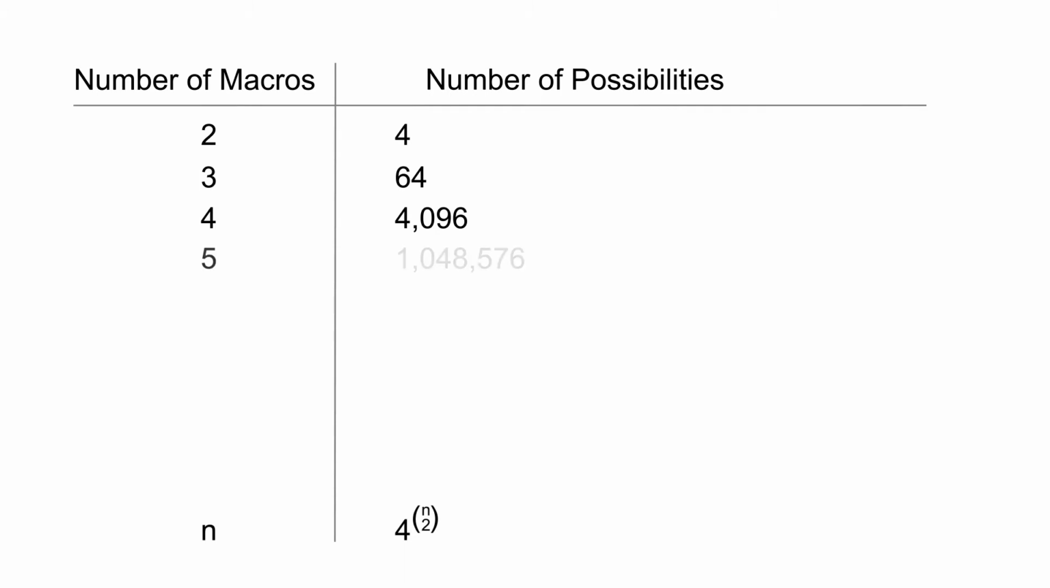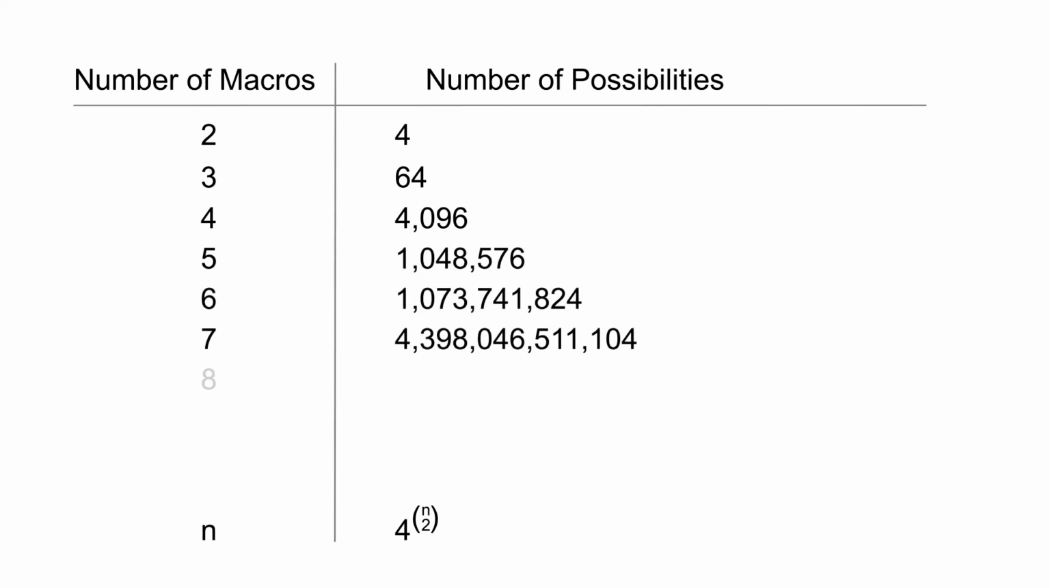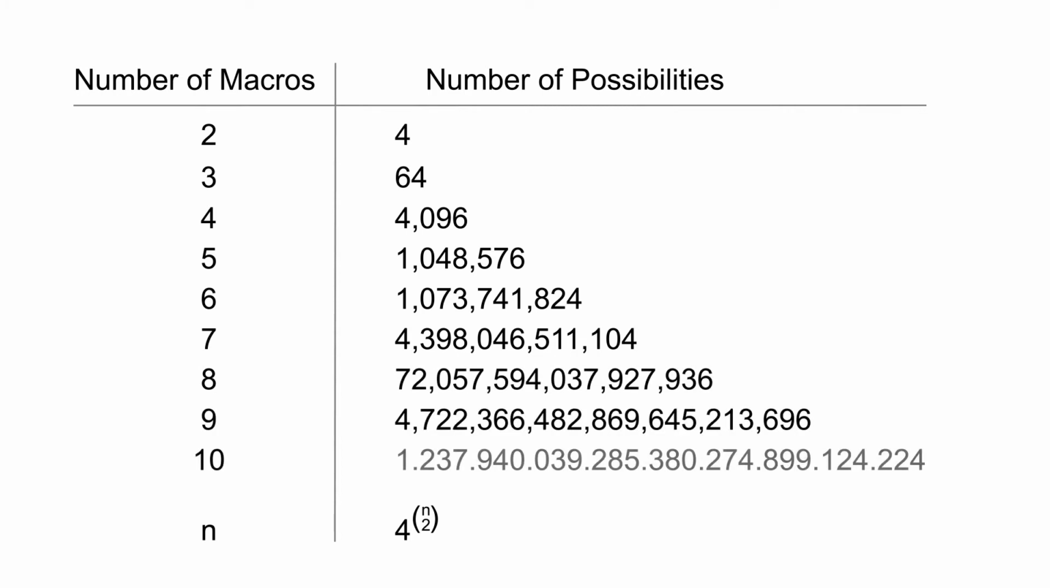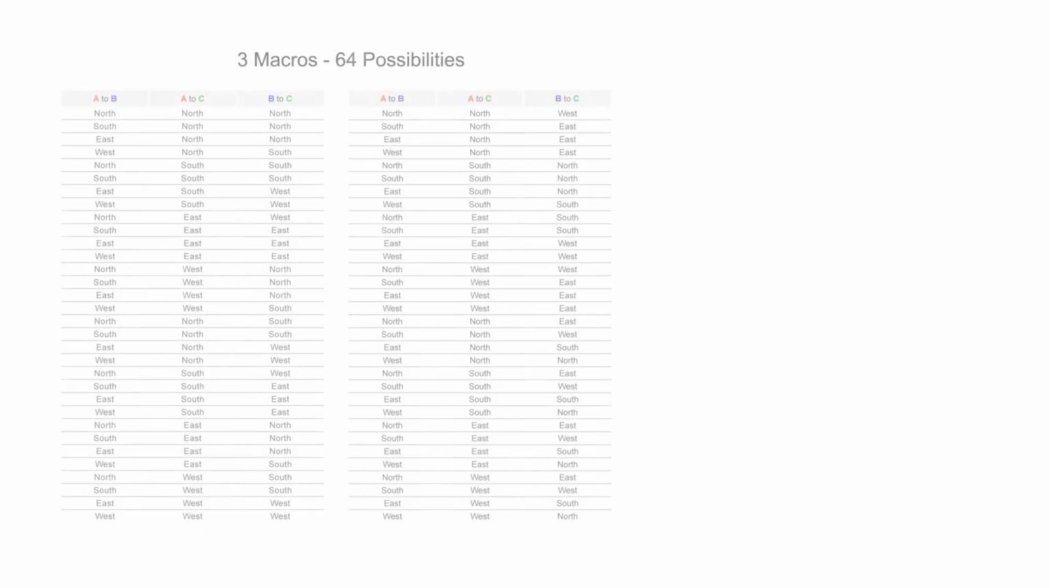This number grows so rapidly that the fastest supercomputer is hopelessly inadequate for checking all the possibilities for just 10 macros. But mathematics provides a way.